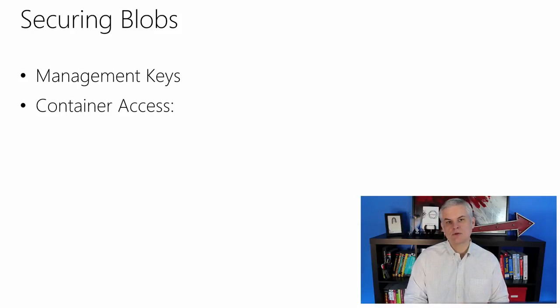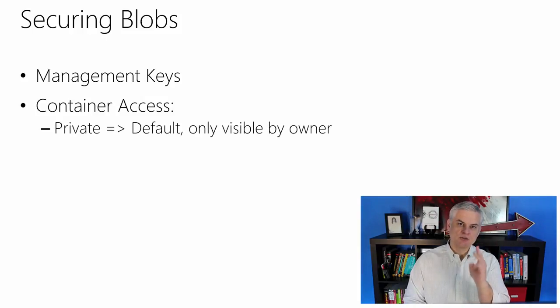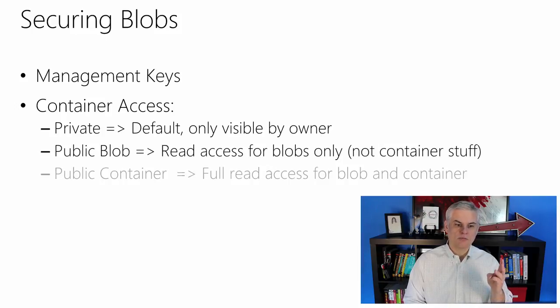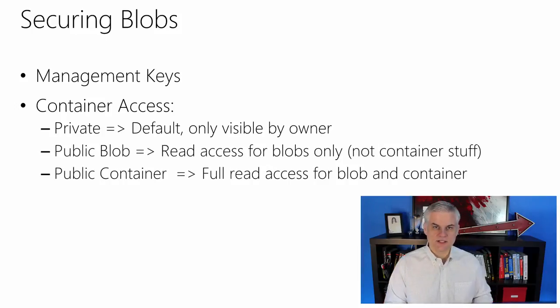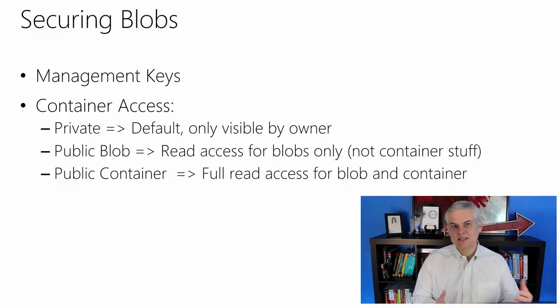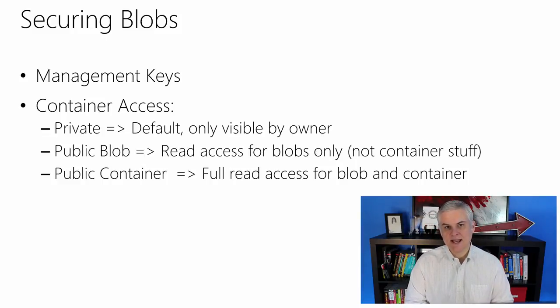The next is through a series of settings, or one setting that you put on a container. As you're creating a new container, you can choose one of 3 different settings: private, public blob, or public container. Let's talk about the difference between them. The private is the default container access value.